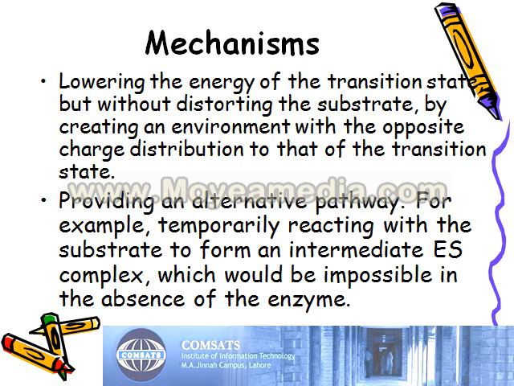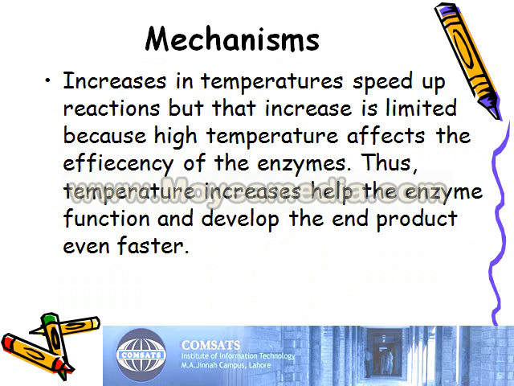The other mechanism which is used to lower the activation energy is lowering the activation energy of the transition state but without distorting the substrate, by creating an environment with the opposite charge distribution to that of the transition state, providing an alternative pathway, for example, temporarily reacting with the substrate to form an intermediate ES complex which would be impossible in the absence of enzymes. This is the other mechanism which is used to lower the activation energy.